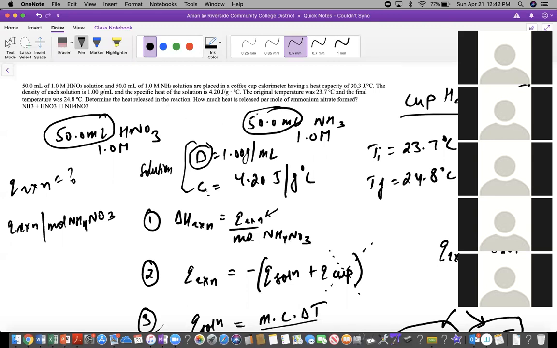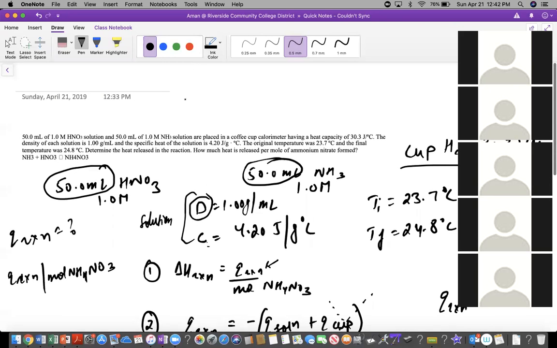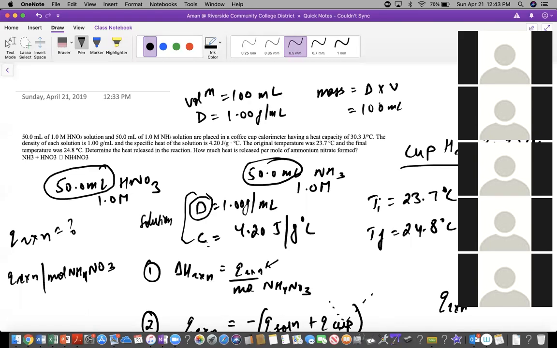So the total volume of the solution is how much, guys? 100 milliliters. What is the density? 1.0 grams per milliliter. So what is the mass going to be? 100 grams. So density is 1 gram per mL times 100 mL.